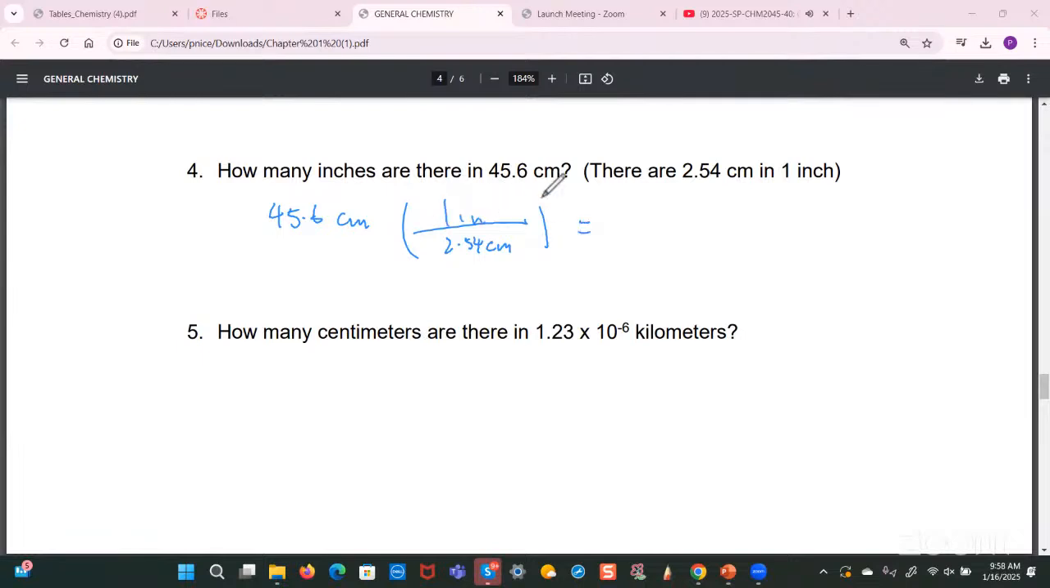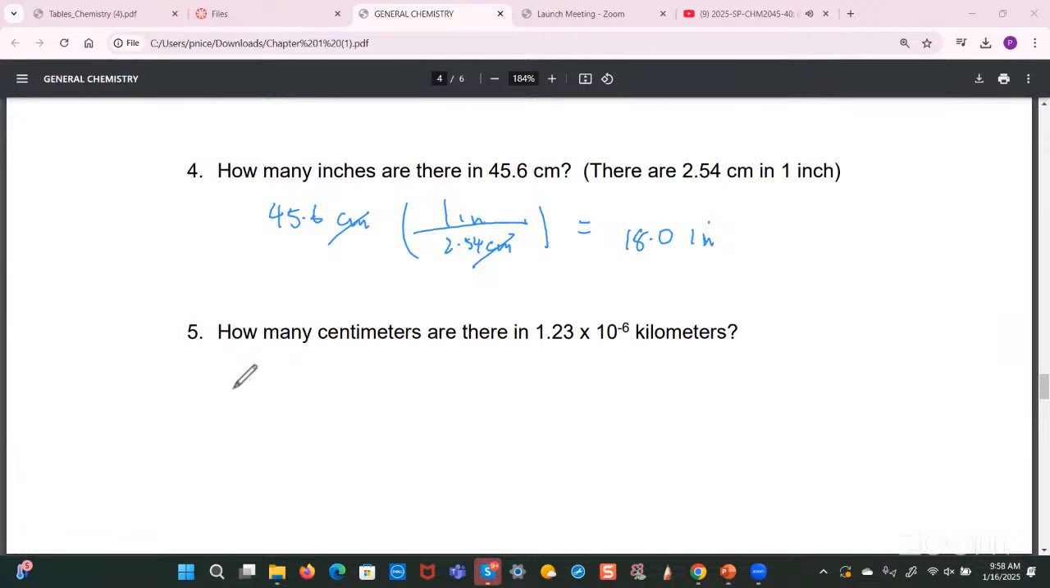So whenever you're doing this calculation, make sure you show the setup so that I can see that you're following the logic and the units will be canceling out that you need to get rid of and all that. So 45.6 divided by 2.54 and round it off to 3 sig figs, that would be equal to 18.0 inches. All right? That one is pretty simple. What about number 5? How would you go with this one?